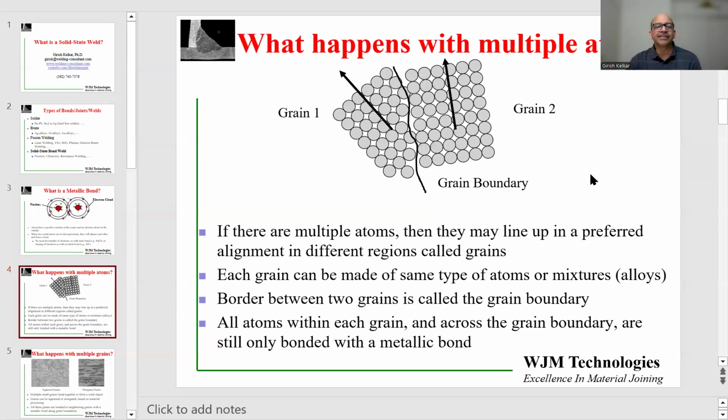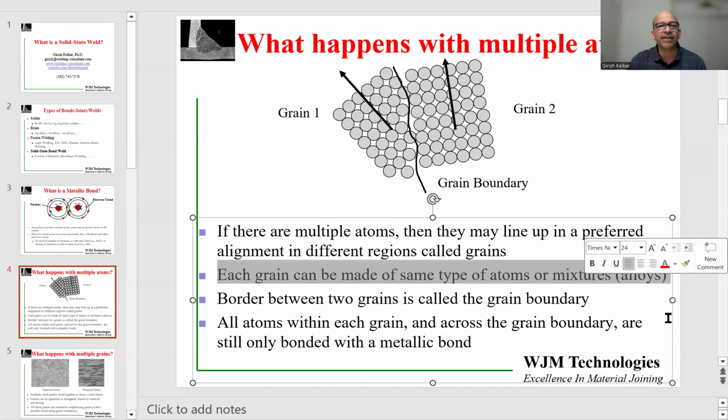What happens when you have multiple atoms? In reality, of course, we are going to be dealing with thousands of atoms. If there are multiple atoms, then you will find that these atoms do have a certain preferential orientation in different regions. And this preferential orientation and arrangement depends on the size of the atom and the electron conductivity on these atoms as well. So different atoms or different metals will have slightly different structures. Now, each grain can be made of the same type of atoms or a mixture. For example, this grain could be pure copper and the neighboring grain could be, say, platinum iridium. Now, these grains come together at this interface called the grain boundary.